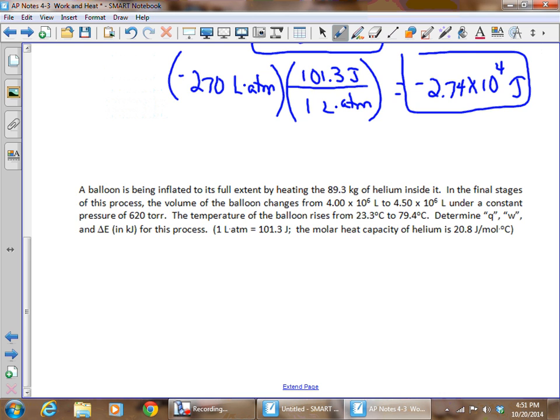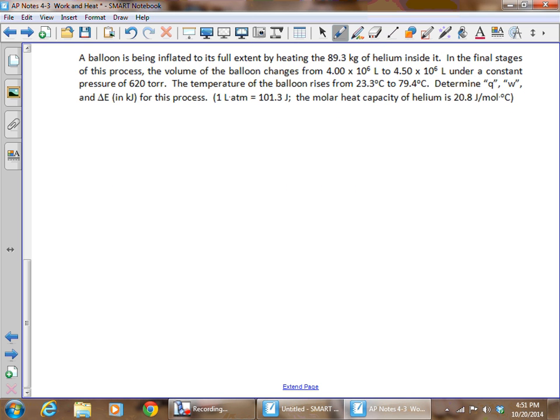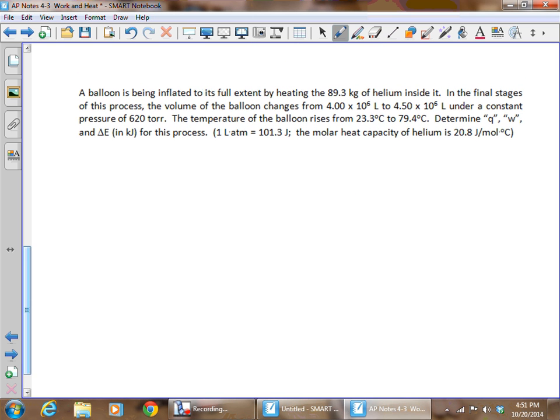Okay, our last calculation. It says we've got a balloon that's being inflated to its full extent by heating the 89.3 kilograms of helium inside of it. In the final stages of the process, the volume of the balloon changes from 4 times 10 to the 6 liters to 4.5 times 10 to the 6 liters under a constant pressure of 620 torr. The temperature of the balloon rises, giving us a temperature change from 23.3 to 79.4.